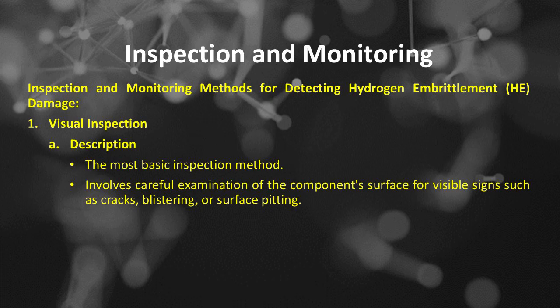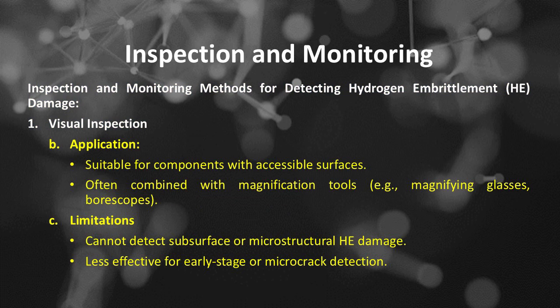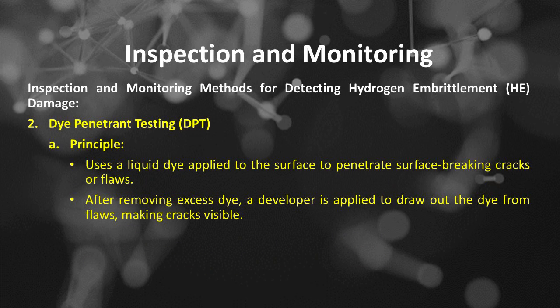This is the most basic inspection method. It involves careful examination of the component's surface for visible signs such as cracks, blistering, or surface pitting. Application: visual inspection is suitable for components with accessible surfaces, often combined with magnification tools, such as magnifying glasses and borescopes. Limitation: it cannot detect subsurface or microstructural HE damage, and is less effective for early-stage or microcrack detection.